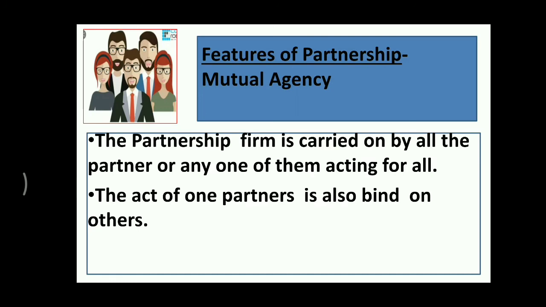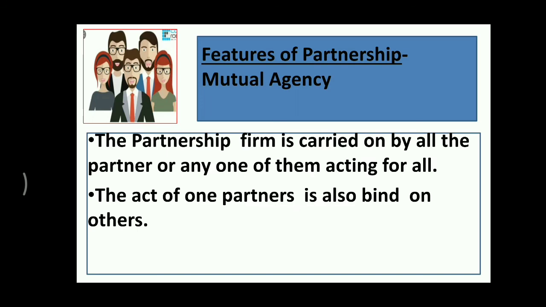In a partnership business, either all the partners will carry on the business, or any one of them acting on behalf of all. Mutual agency also refers to the act of one partner being binding on others. That means if one partner takes any decision, the other partners are bound by that decision. If due to that decision the firm has earned profit, all the partners will get a share in the profit. And if the firm has suffered loss, all the partners have to bear the loss. The partners can't say, we haven't taken the decision, A or B has taken the decision, so they will have to bear the loss or risk. It is not like that.